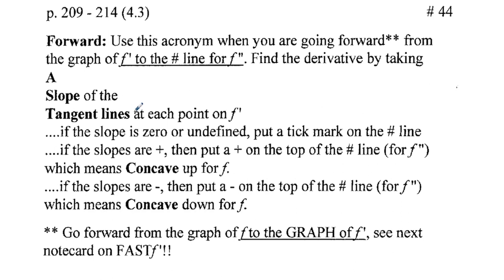Here we find the derivative by taking the slope of the tangent lines at each point on f prime of x. If the slope is 0 or undefined, put a tick mark on the number line. If the slopes are positive, then put a positive on top of the number line for f double prime, which means concave up for f. Let's see what this looks like.